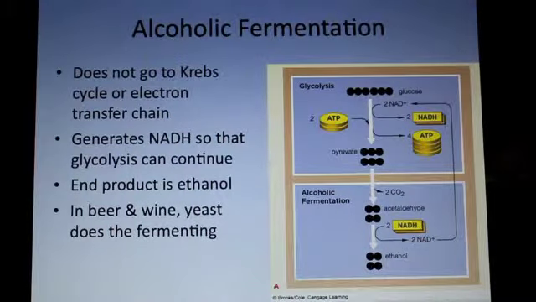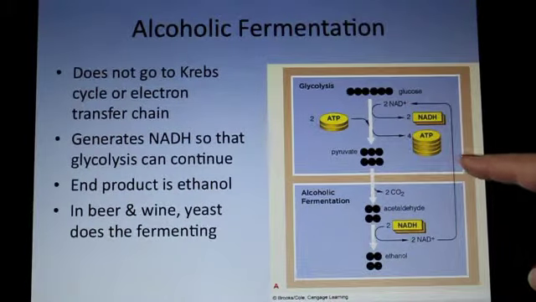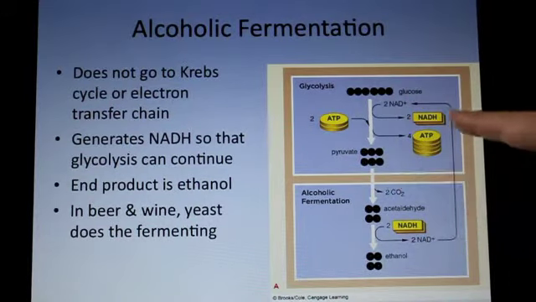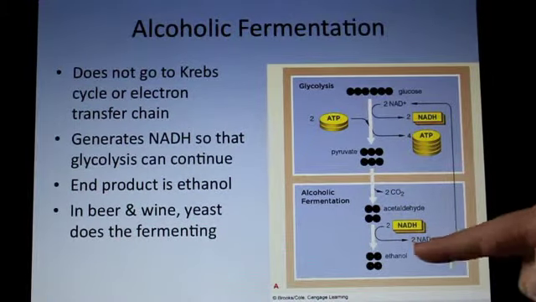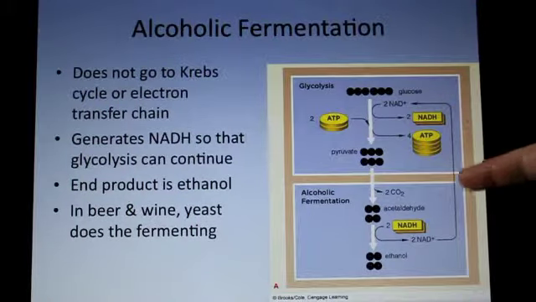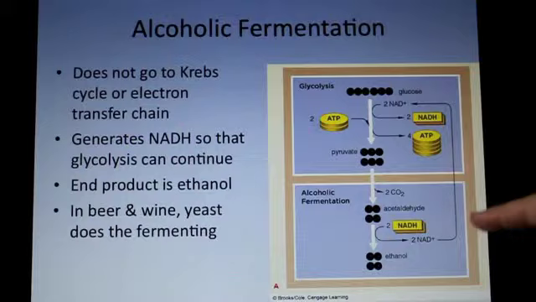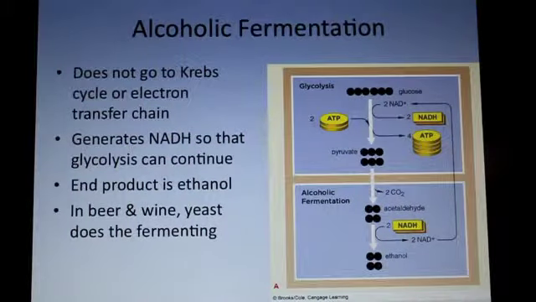In alcoholic fermentation, this is an anaerobic form of respiration. You do glycolysis, and you don't go into a Krebs cycle or the electron transfer chain. You generate some NADH so that glycolysis can continue, and you end up with ethanol. So you break up the glucose, you get the pyruvate at the end here. The pyruvate gets broken down, and you burn this NADH in order to make this a little cycle here. You burn the NADH, and the byproduct is ethanol.